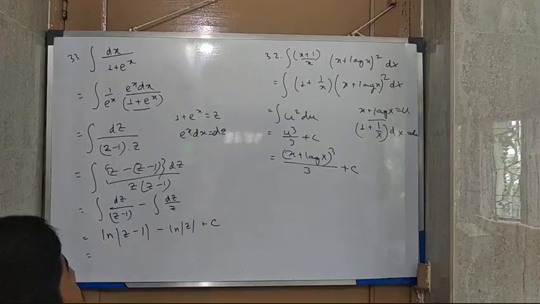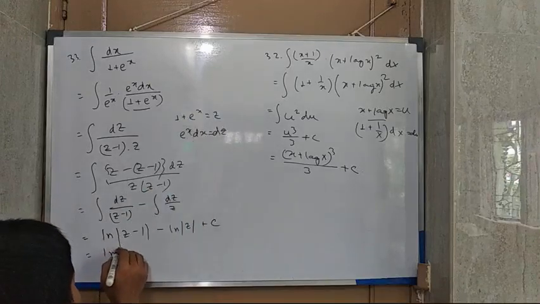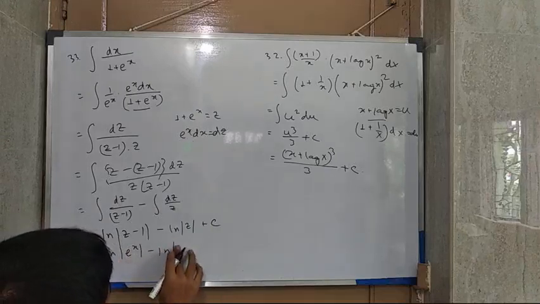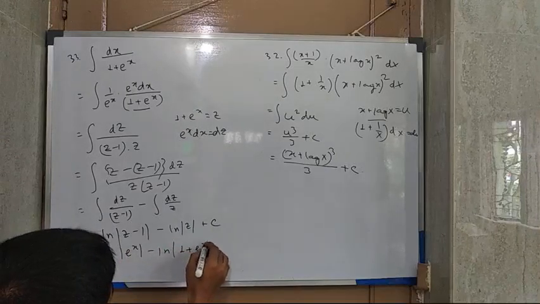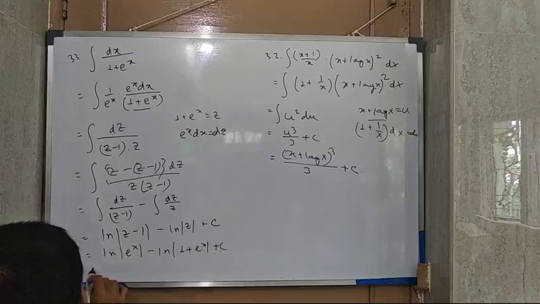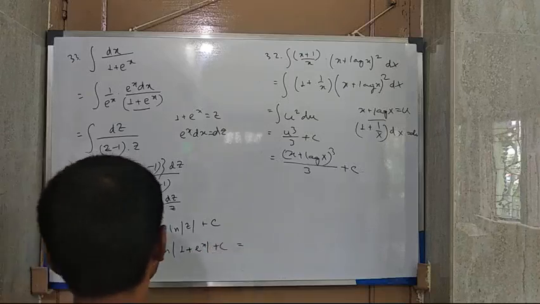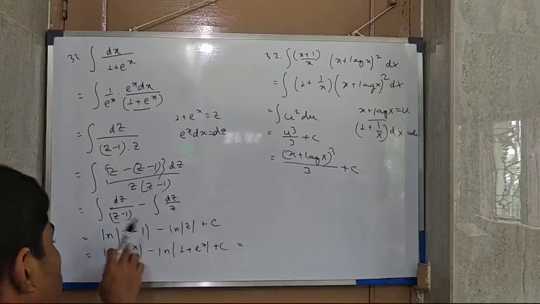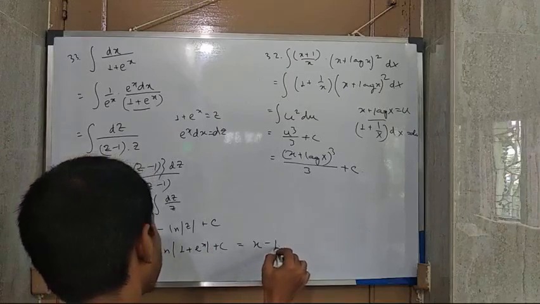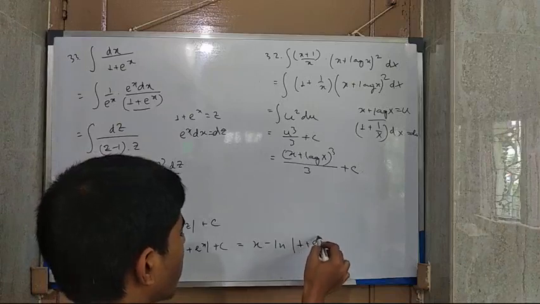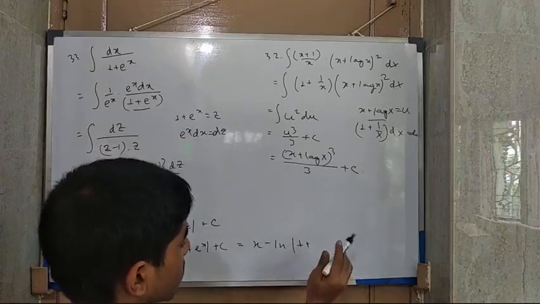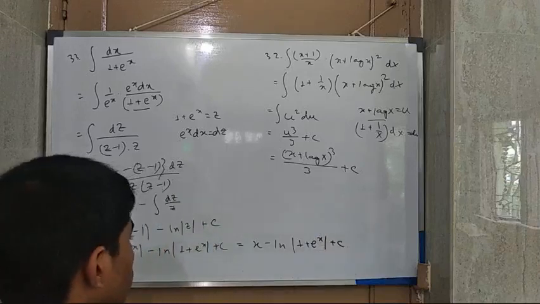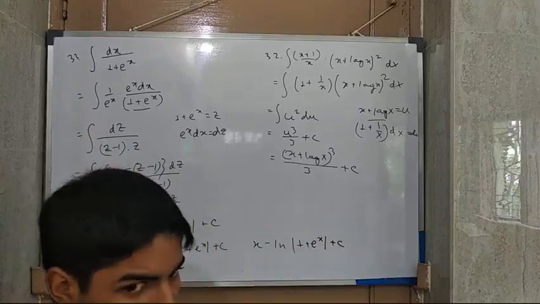So z minus 1 is e to the power x, so this is ln e to the power x minus ln (1 plus e to the power x) plus c. So this is actually ln of e to the power x is equal to only x, so x minus ln of 1 plus e to the power x plus c. So this is our final answer for the 33rd question.